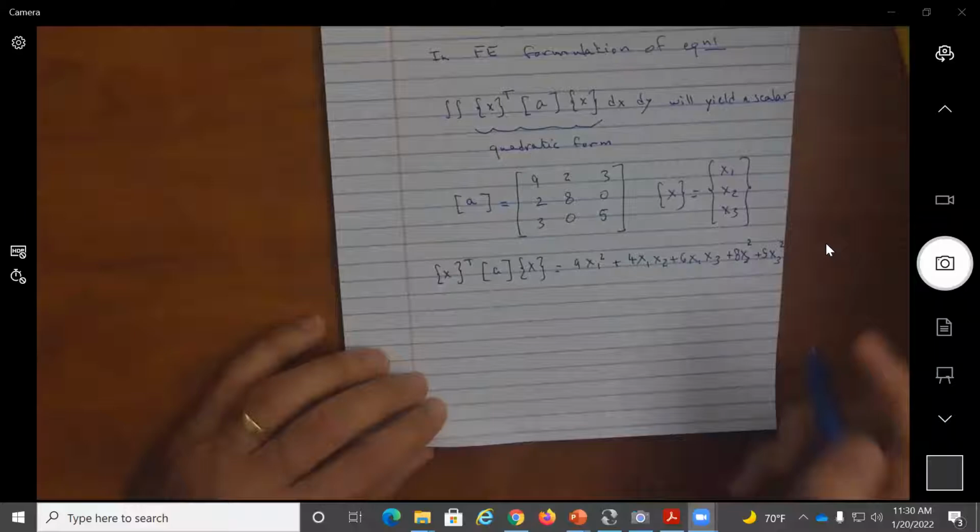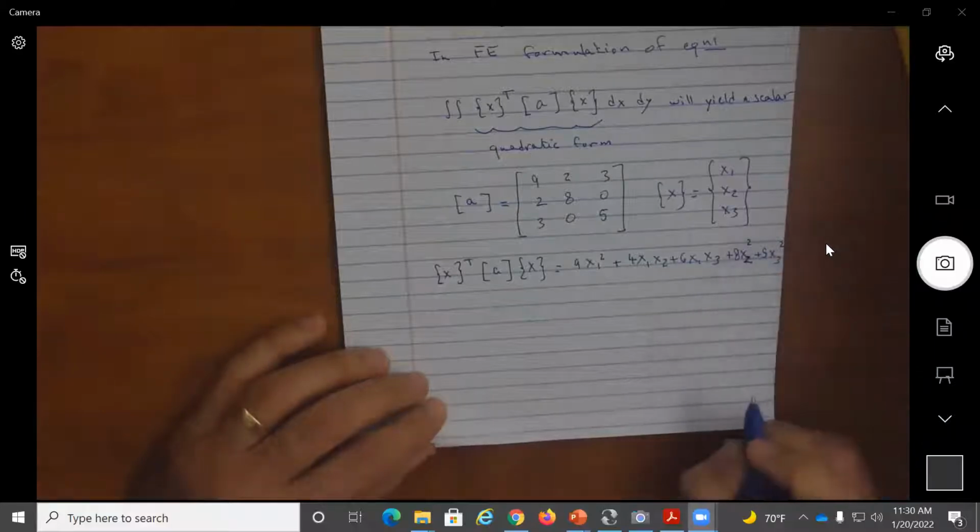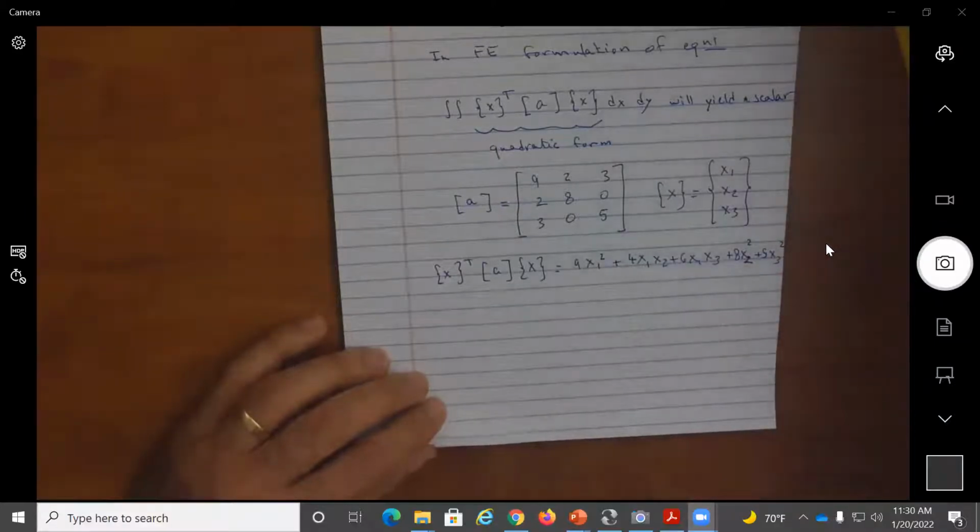The last two terms. Yeah, 8x2 squared plus 5x3 squared. You're welcome.